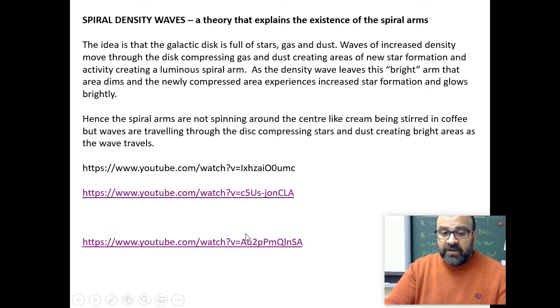Not working. Okay, I'll post these. They'll help explain the idea of the spiral density waves to help understand the spiral arms.